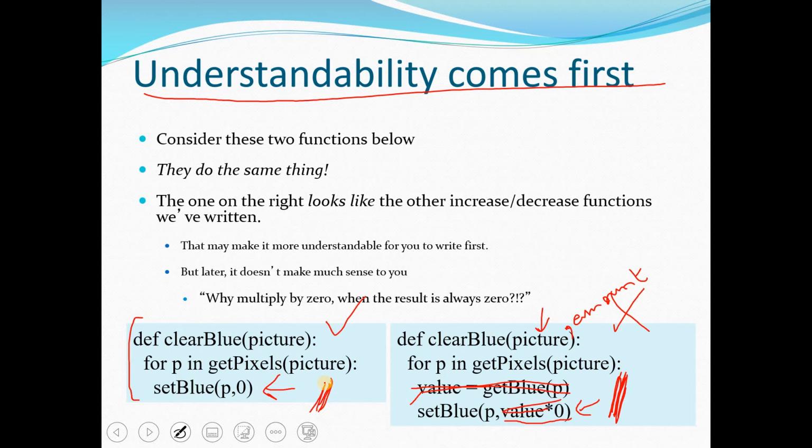Read the picture pixels and just make them 0. That's it. So this is a good approach. Make sure that you follow this approach in your programming style. This part of the course gives you a lot of ideas about what is good programming style and how to write good programming code and good programming functions.